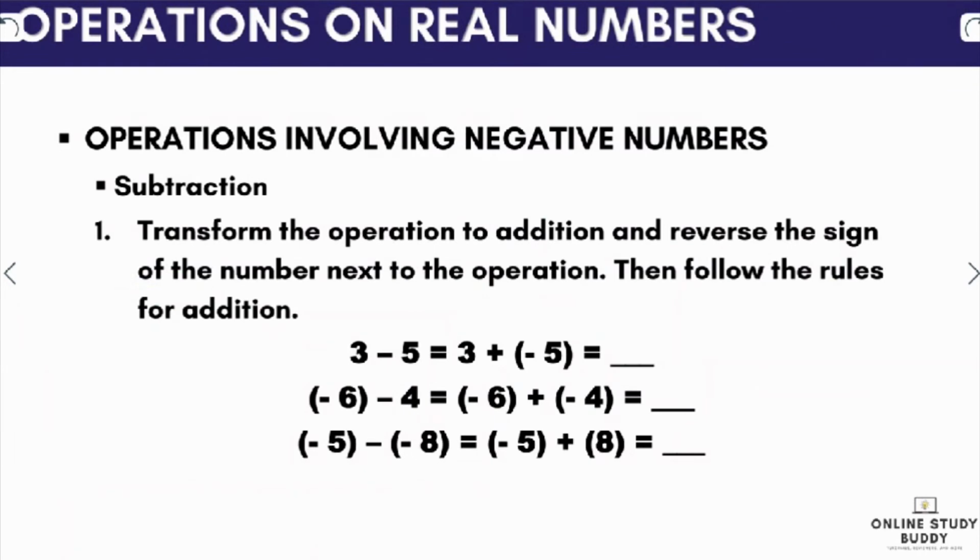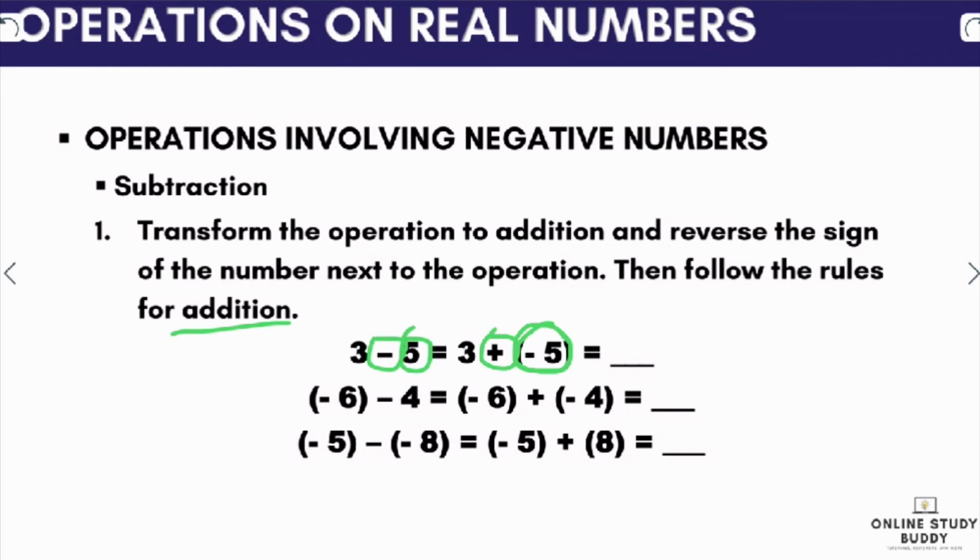Next, subtraction. So, simple lang ang rule ng subtraction. First, we're gonna transform the operation to addition, and we're gonna reverse the sign of the number next to the operation. Then, we will follow the rules for addition. In the example, 3 minus 5, yung minus sign, papalitan lang natin siya ng plus sign, and then, yung sign ng positive 5, i-reverse lang natin. So, yung positive 5 magiging negative 5. And then, we can apply yung rules ng addition.